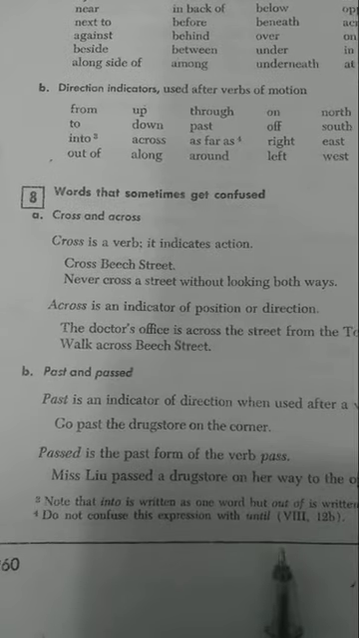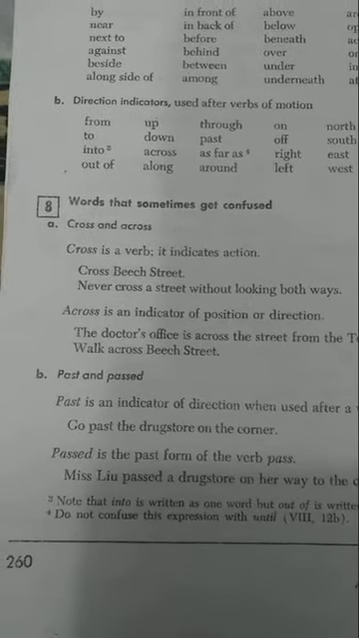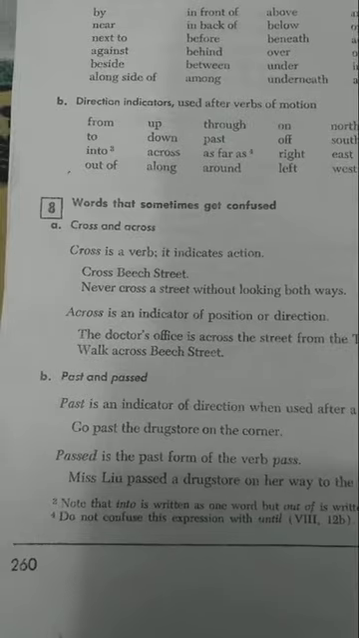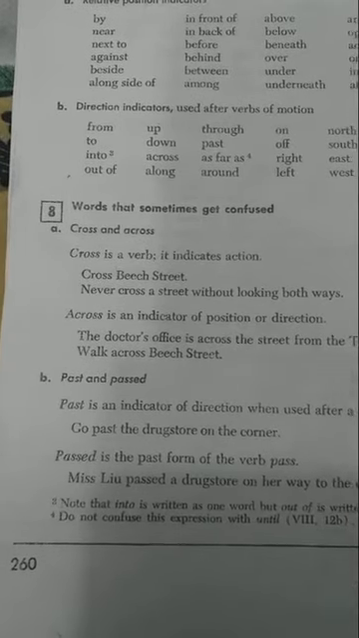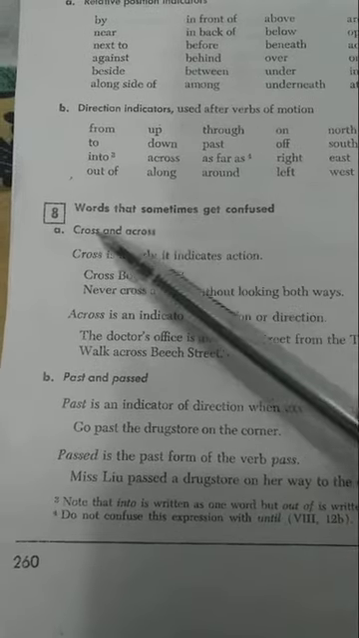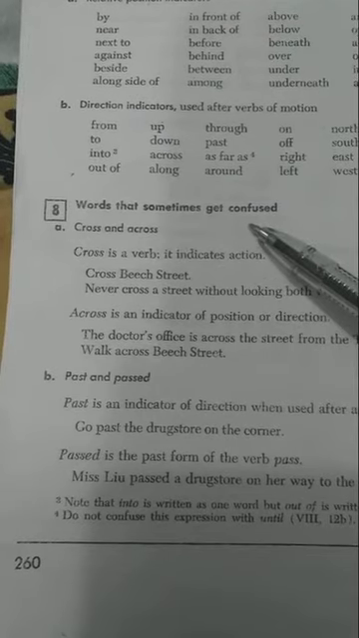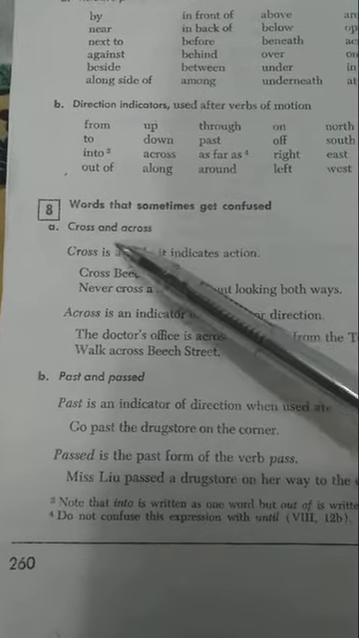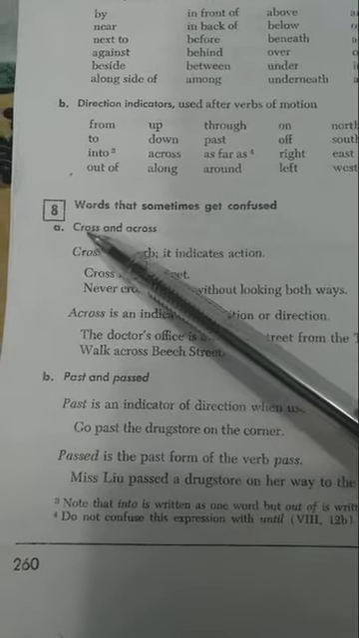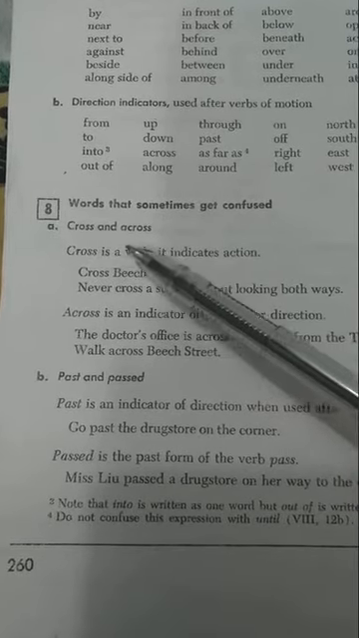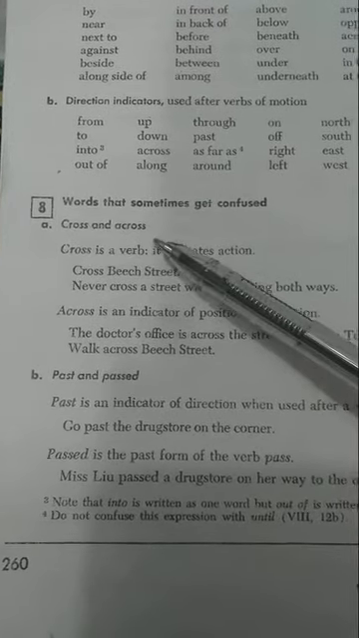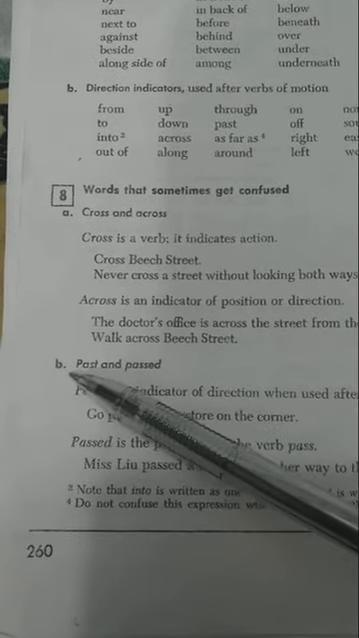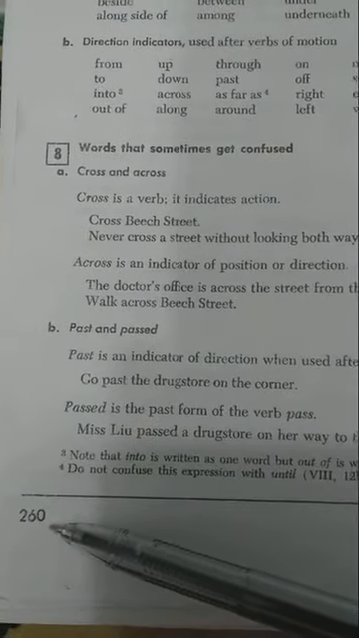Hi everyone, today we are going to complete lesson 15, section 8, words that sometimes get confused. I have explained subsection A, the difference between across and across in the previous lecture, and today I'm going to explain subsection B, past and past, on page 260.